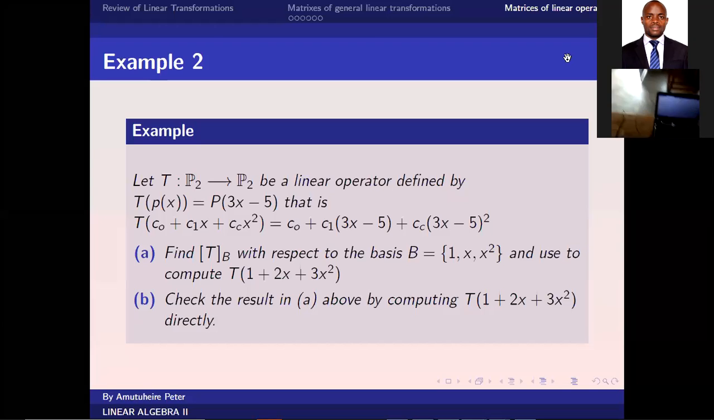So any polynomial in P2 can be written as a linear combination of these basis elements. So we want to find the matrix T_B. Remember, this would have been T_B', but since it is a linear operator, it is T_B of this with respect to the basis element. So we use it to compute that.